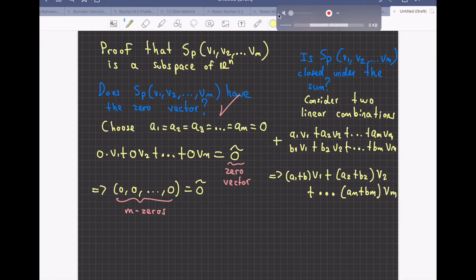So what do we have here? These are coefficients. So again, I have another linear combination. The sum of two linear combinations is still a linear combination. So this proves that the sum is in the span. So is it closed under the sum? Yes.